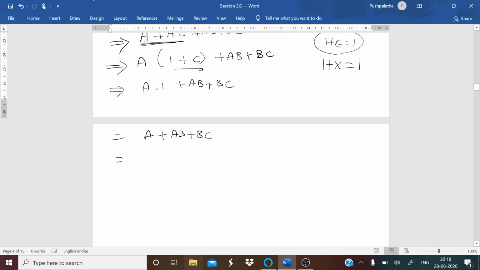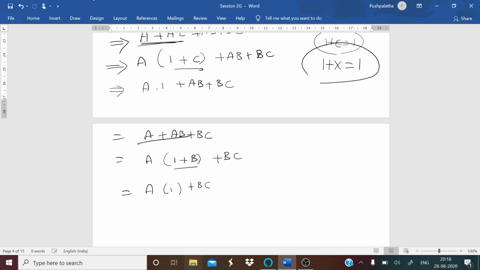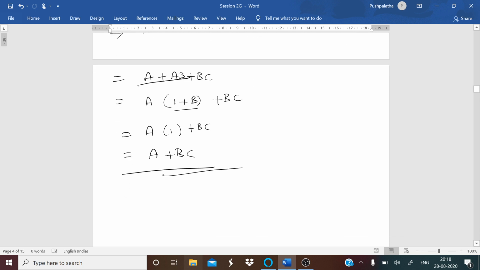Right? Now, take these two terms. What is common? A. If you take out the common factor, what remains? 1 plus b, plus bc. So what is 1 plus b now? 1 plus b is nothing but 1, the same way. So a into 1 plus bc. So a into 1 is a, plus bc. So this is your answer. That is the simplified version of (a plus b) into (a plus c).